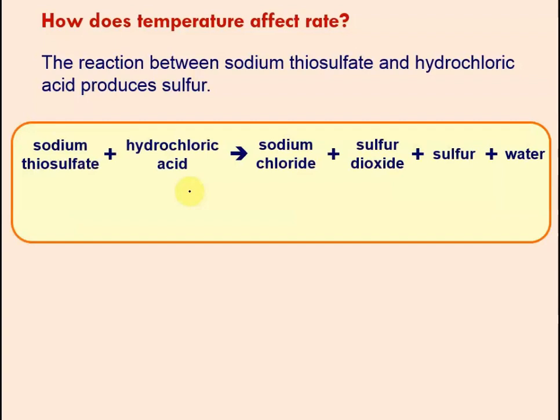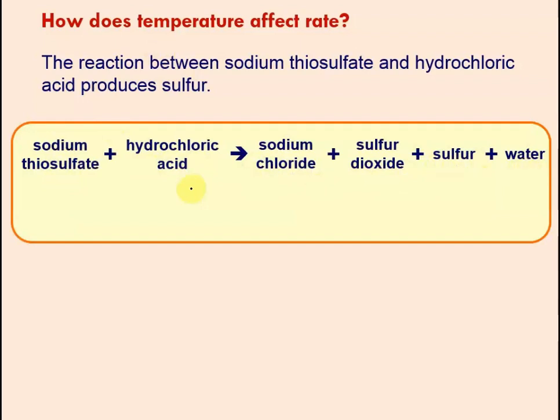How does temperature affect the rate of reaction? We see another reaction here where we use sodium thiosulfate and hydrochloric acid, and it gives us sodium chloride, sulfur dioxide, and sulfur, which is yellowish in color, cloudy, and then water.